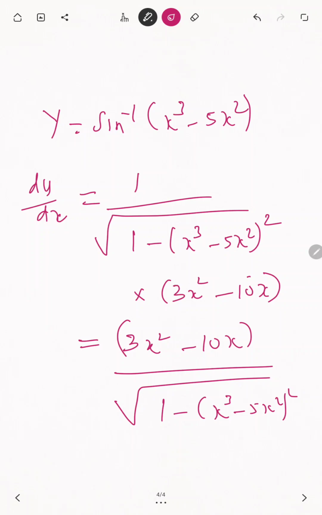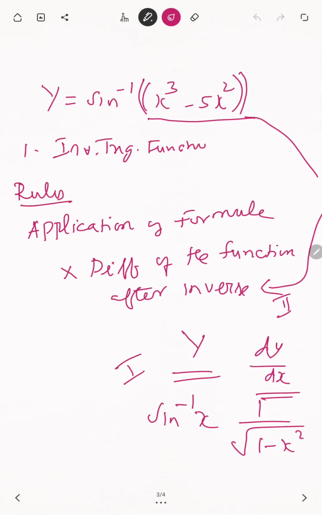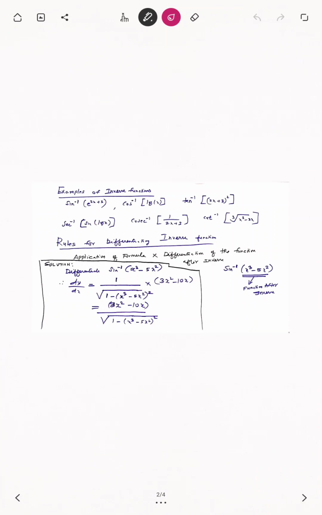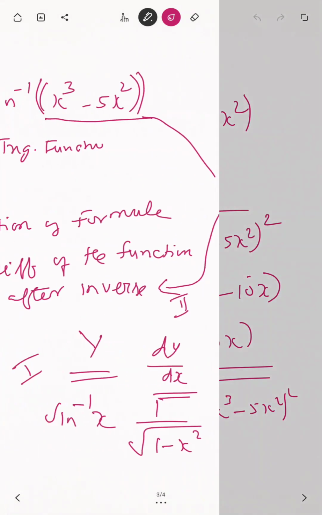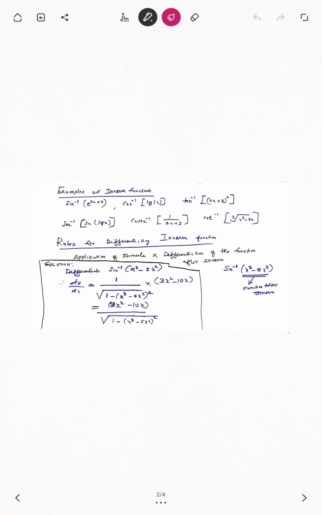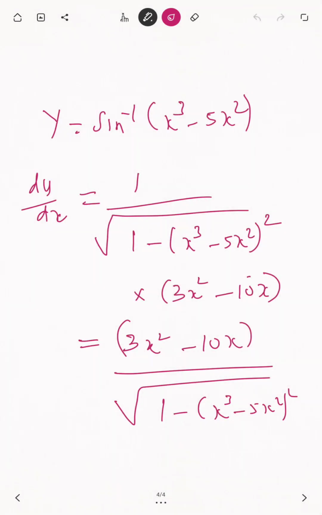Correct? We will go back and see what is written there. 3x square minus 10x is coming in the numerator. And I am also writing x cube minus 5x square as the function after inverse. See here, 3x square minus 10x is successfully coming for us. In the denominator, what happens? That also we verify here: 1 minus x cube minus 5x square, whole square. So this problem is explained to you thoroughly.